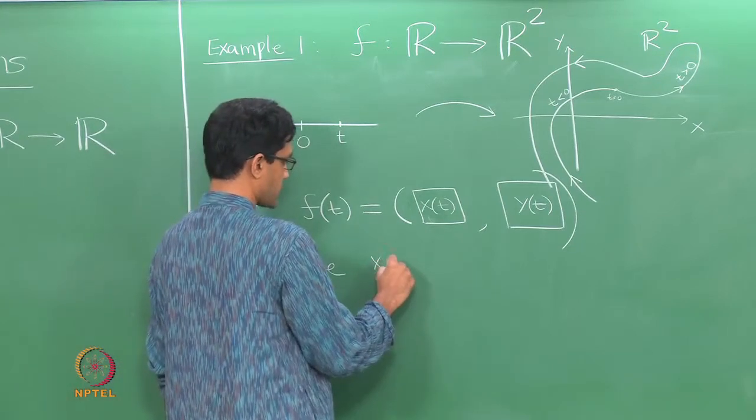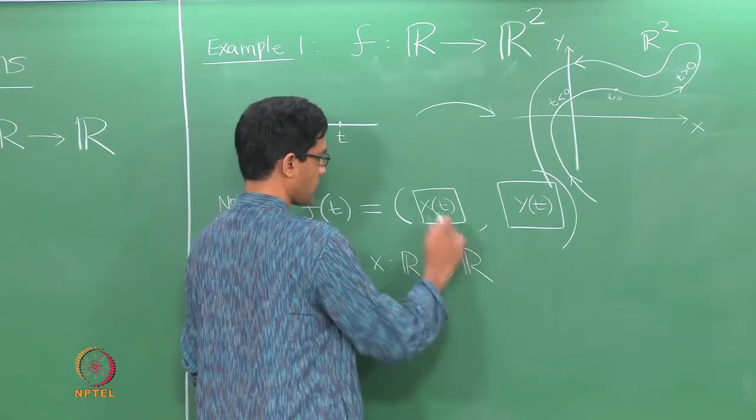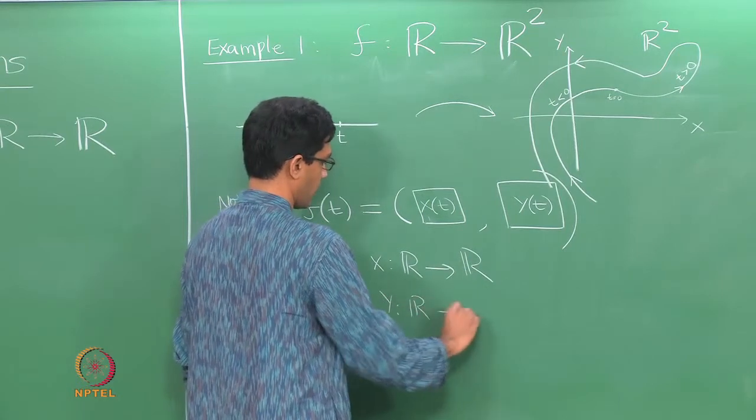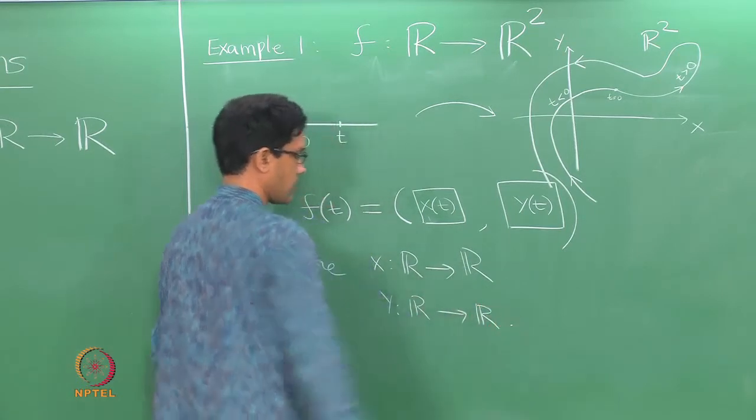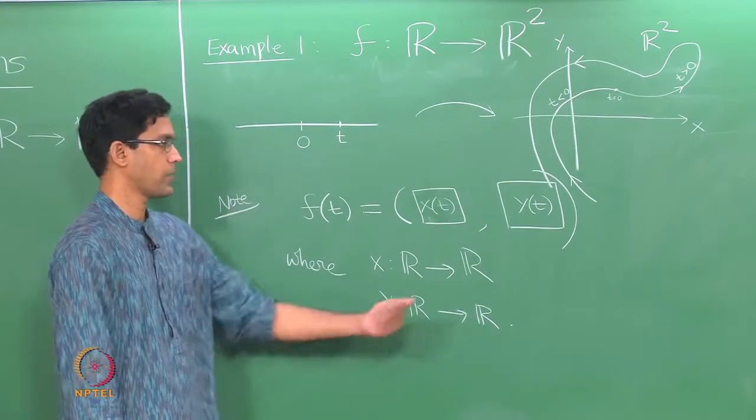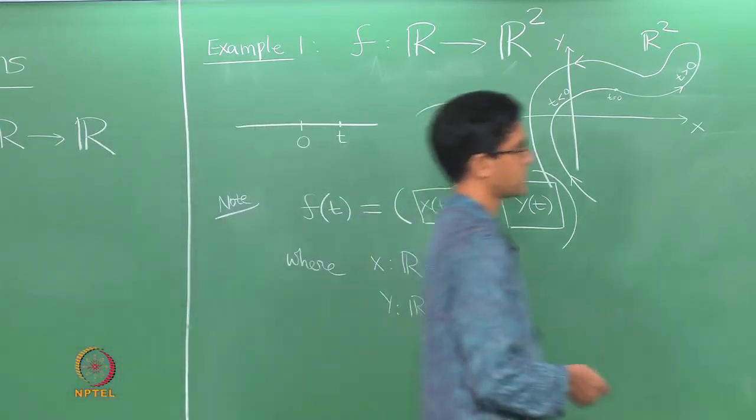We should think of x as being a function from R to R. For each value of time t, it gives you a single real number, the x coordinate, and y is now a function from R to R again. For each value of time t, it gives you some y coordinate. Okay. Now let us take an example with actual functions.